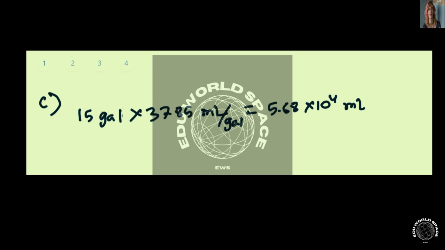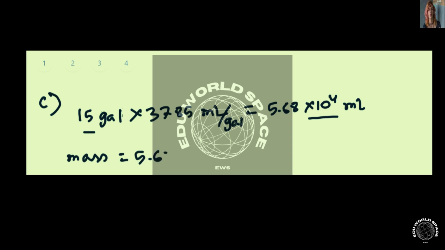So 5.68 times 10 to the power 4 ml is the volume for 15 gallon. Now, as we know, we're given the density of octane, and now we have found the volume of octane. And if we just multiply density by volume, we can find the mass of 15 gallon octane. So the mass is volume times density.